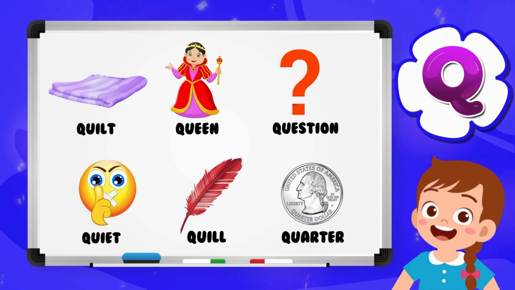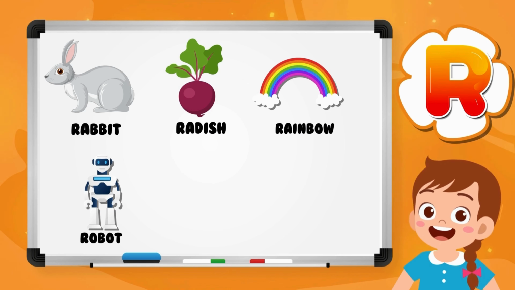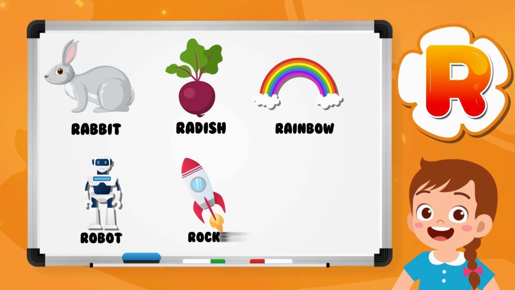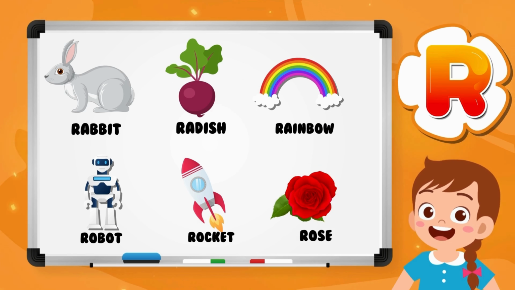R. R is for rabbit. R is for radish. R is for rainbow. R is for robot. R is for rocket. R is for rose.